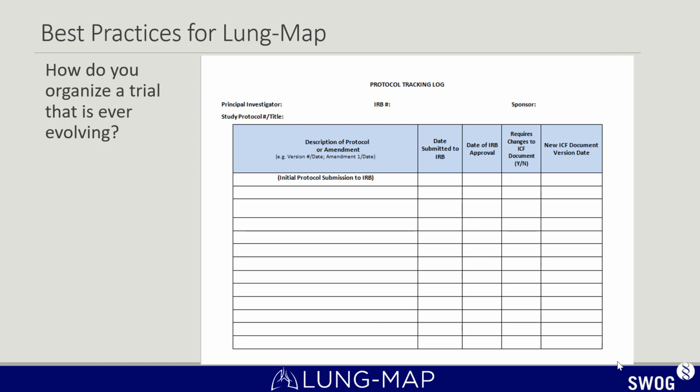I left this in here because we initially had started with our local IRB. So if you are using your local IRB, it's good to track when you submitted and when it was approved. And these last two columns are the most important part as far as I'm concerned. Were there changes required to the informed consent? You can put yes or no in this column, and then here is where you put the document version date, which can also be the implementation date.